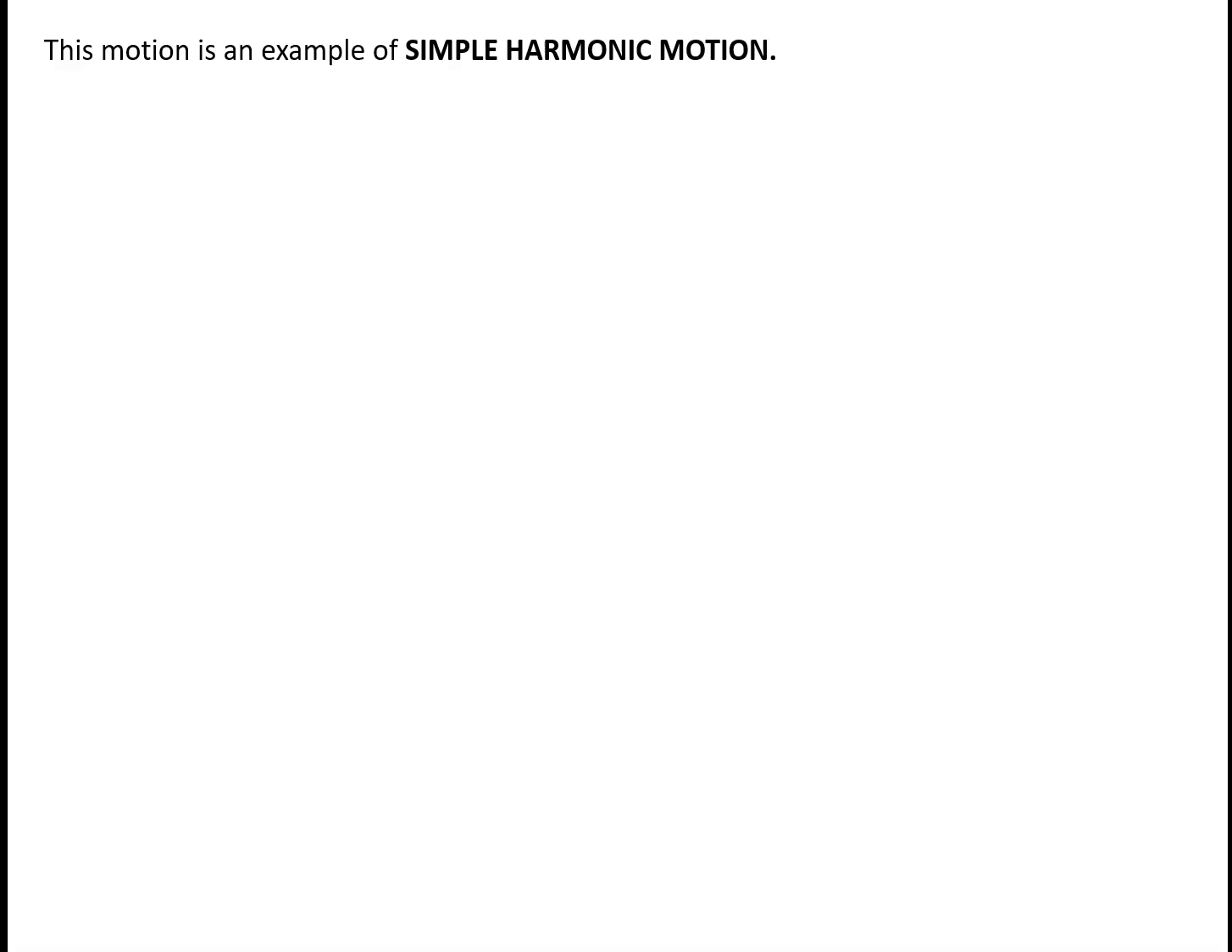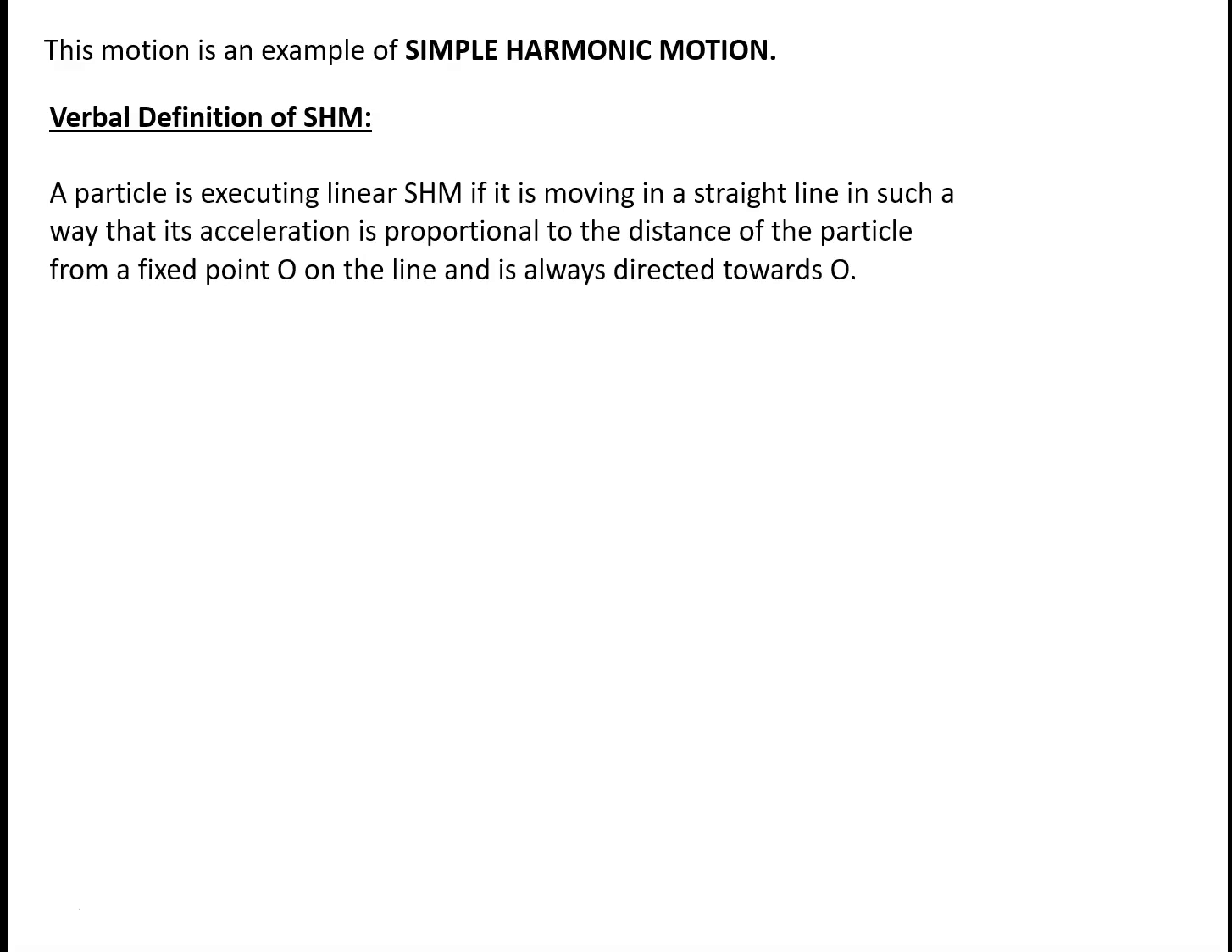This example that we've been considering is an example of what is known as simple harmonic motion. The formal definition of SHM is that a particle is executing linear simple harmonic motion if it is moving in a straight line in such a way that its acceleration is proportional to the distance of the particle from a fixed point O on the line and is always directed towards O. That verbal definition is rather a mouthful.